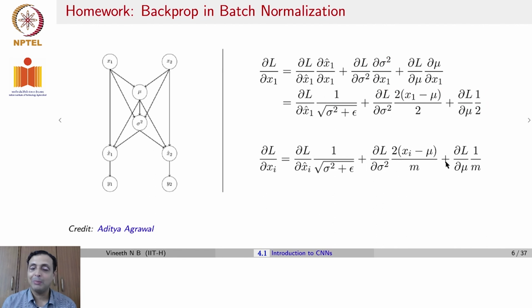Similarly, you would get this for ∂L/∂x1 and so on and so forth for all the ∂L/∂xi's. That's how the backprop is done for batch normalization.